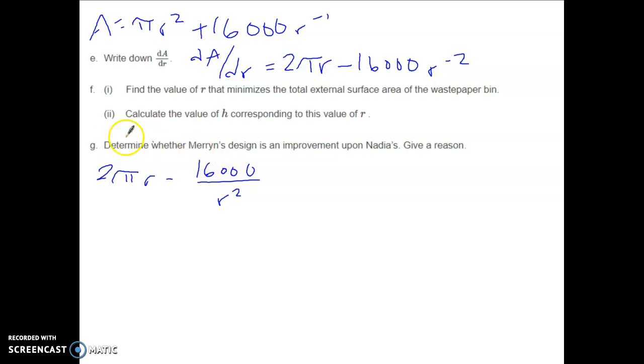The reason why I'm doing that is because I look ahead here in F and it says find the value of r that minimizes the total surface area. Well, I see that word minimize. That tells me I'm going to take the derivative and I'm going to set it equal to 0. And it's just a lot easier for me to work with if I don't have negative exponents. Okay, so I look at this, I have a fraction. Fractions automatically make me think perhaps proportions. So I'm going to add the 16,000 over r squared to the other side.